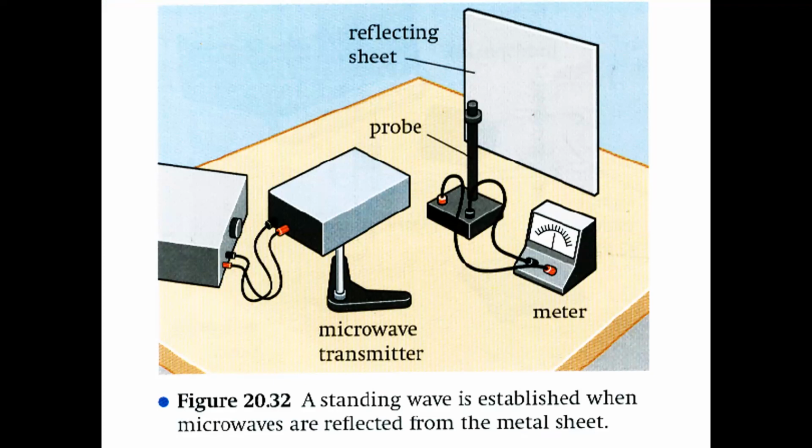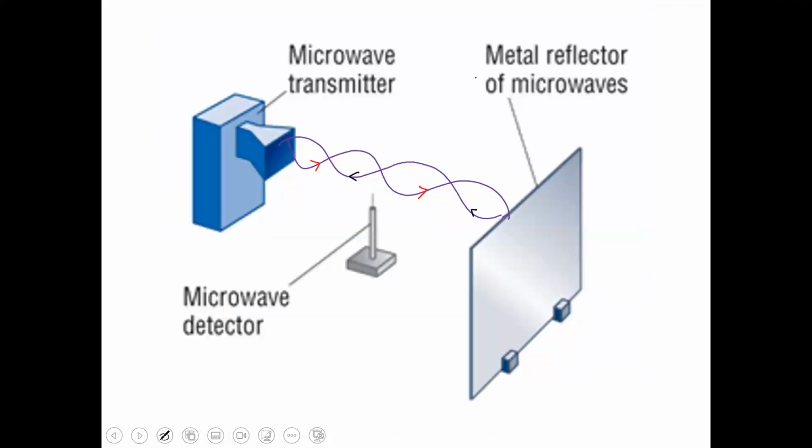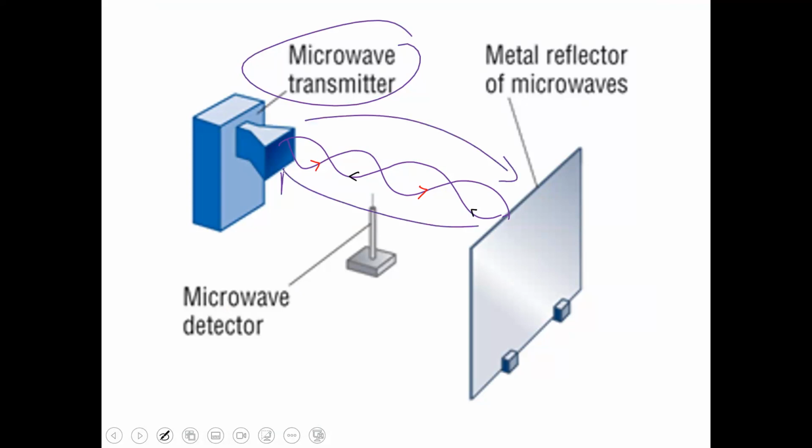We use a transmitter and a probe. We use a transmitter to generate microwaves, and we have a probe like an antenna which we use in our cars, facing a reflecting sheet. What happened? The microwave transmitter is here. The waves go forward, they strike and come back, and when they come back, they superimpose on each other. This produces a stationary wave.